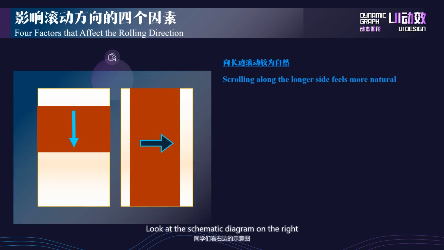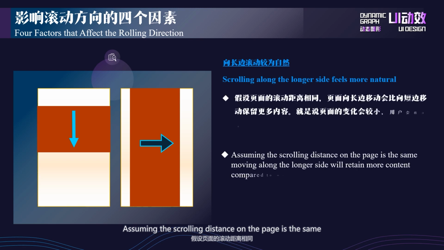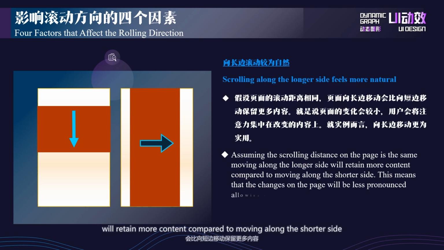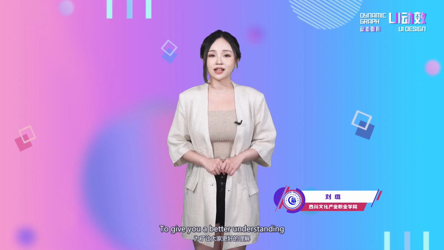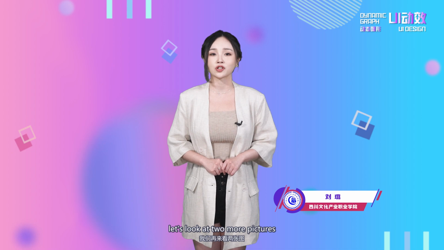Look at the schematic diagram on the right. Assuming the scrolling distance on the page is the same, moving along the longer side, we retain more content compared to moving along the shorter side. This means that the changes on the page will be less pronounced, allowing users to focus their attention on the evolving content. In practical terms, moving along the longer side is more practical. To give you a better understanding, let's look at 2 more pictures.